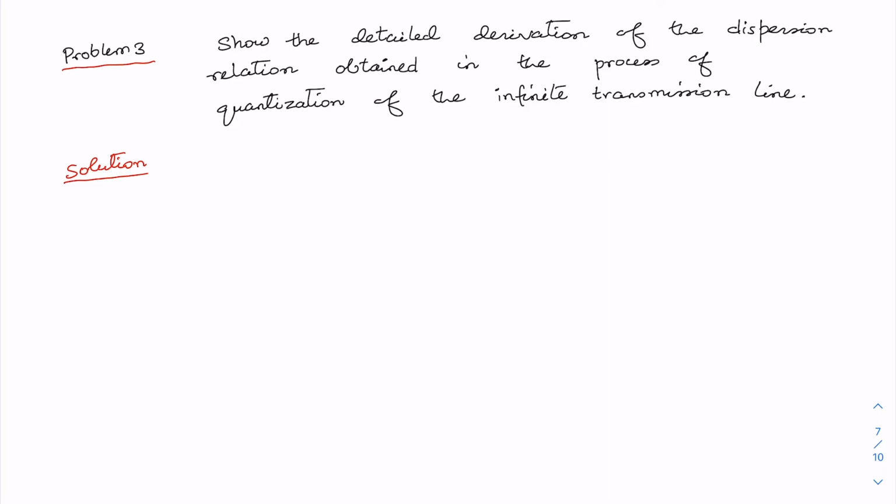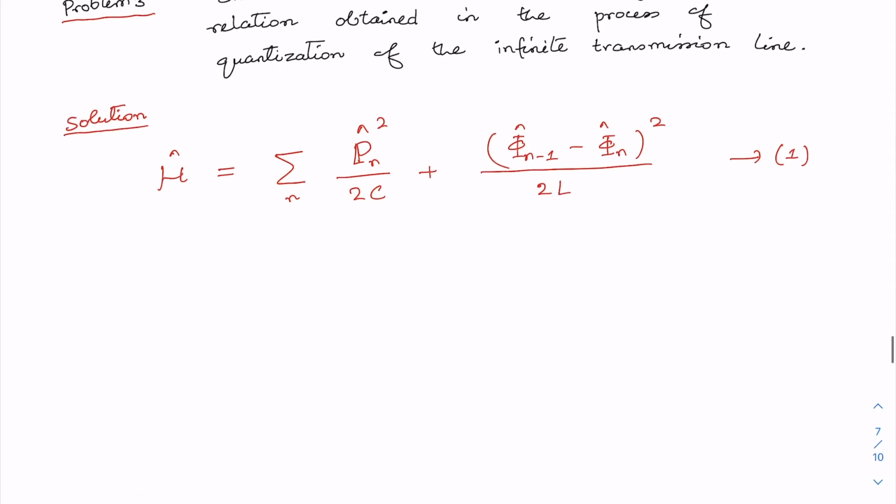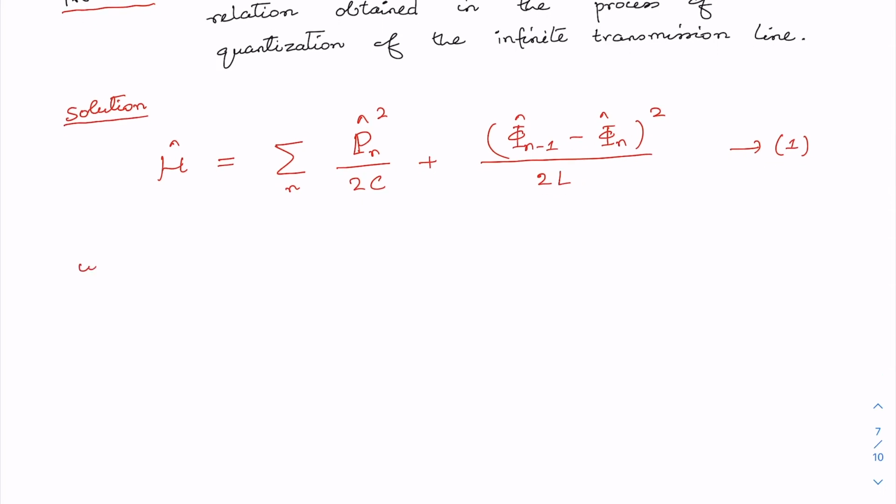The transmission line Hamiltonian, we wrote in this form: summation over n of p_n squared by 2C plus (phi_n minus phi_{n-1}) whole squared divided by 2L. Phi is the magnetic flux, L is the total inductance of the transmission line, and C is the total capacitance of the transmission line.